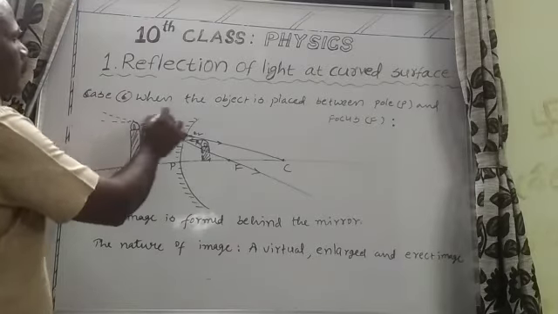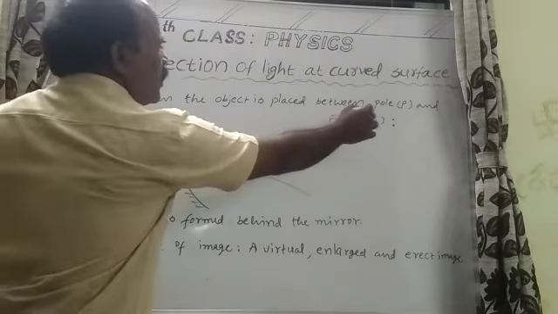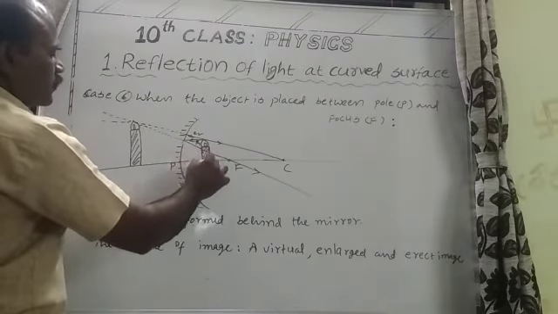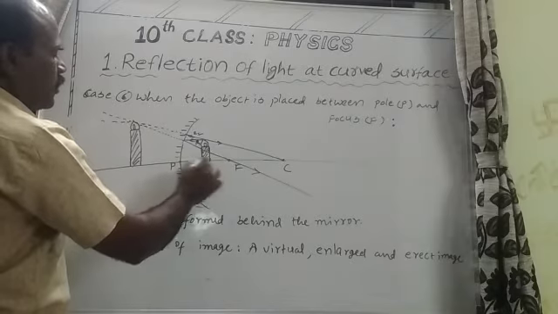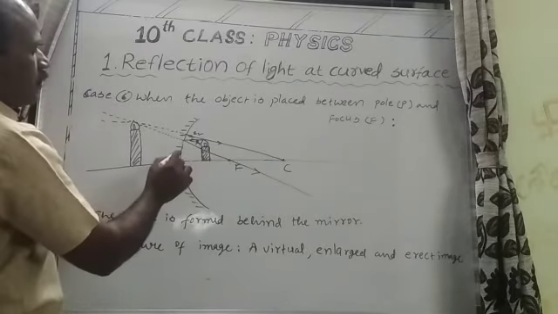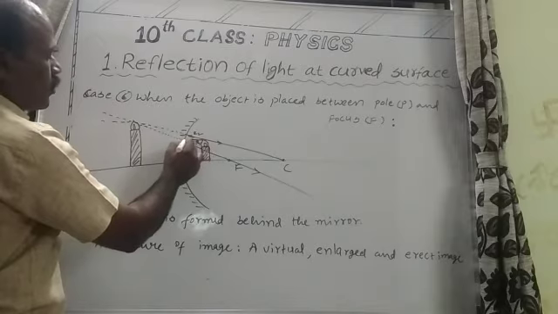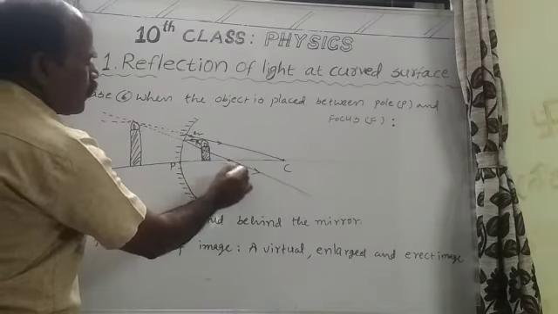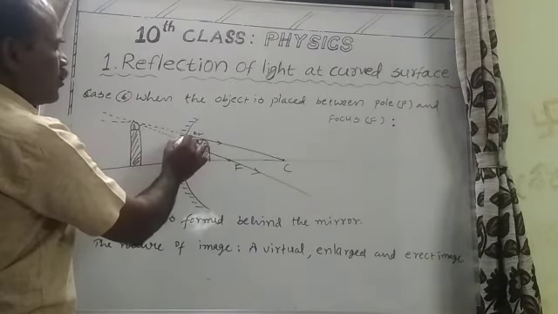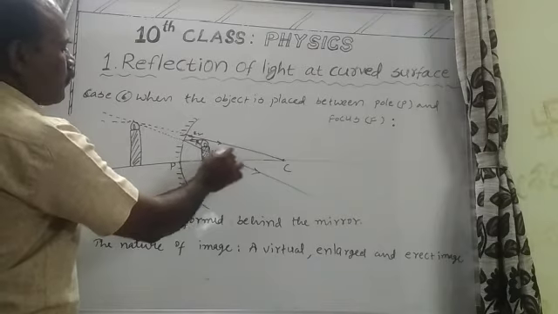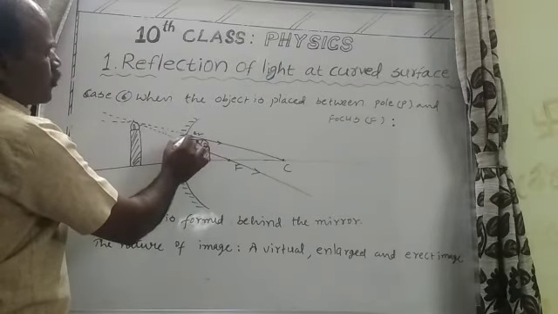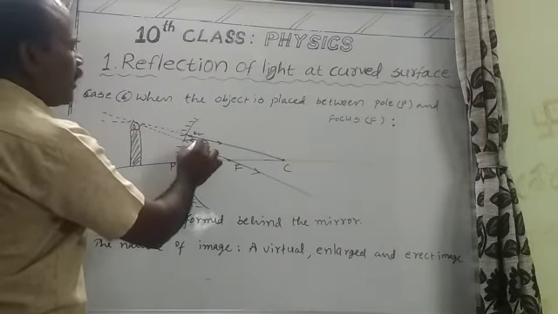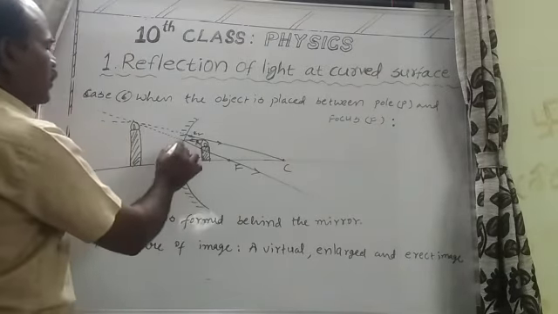Case 6. When the object is placed between pole and focus. This is the object in between the pole and the focus. First ray R1 parallel to the principal axis, then the reflected ray seems to be passing through the focus. Second one, R2 ray, passing through the direction of the center of the curvature. The reflected ray also passes through the center of the curvature.